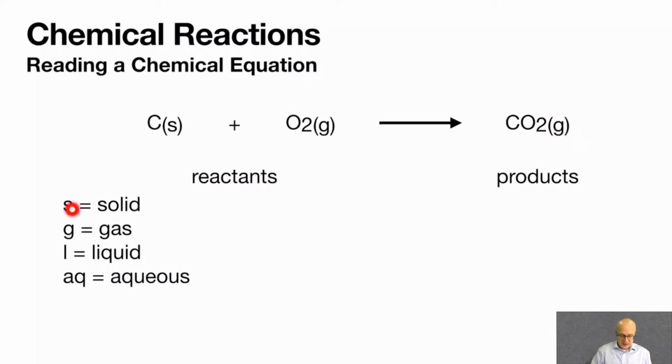And here are what all the designators mean. We haven't used them all in this example. S is solid, G is gas, L is liquid, and AQ stands for aqueous, which simply means dissolved in water.